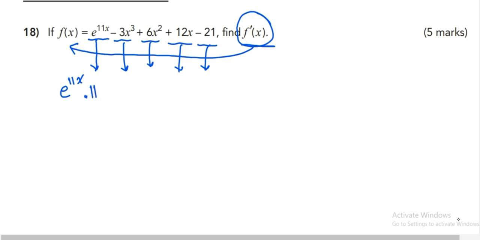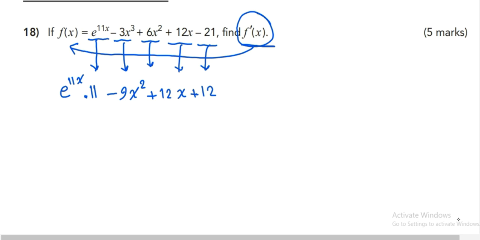Second part, negative 3x to the power of 3, here it's direct: multiply by the power, subtract 1 from the power. 3 multiply negative 3, it's negative 9. X to the power 3 minus 1 equal 2. Plus 6x to the power 2, it's the same, multiply by the power, subtract 1 from the power. 2 multiply positive 6, it's positive 12. X to the power 2 minus 1 equal 1. Plus 12x, we said before, any term with the variable to the power 1, just cancel the variable to find its derivative. So here cancel x, it will be plus 12.